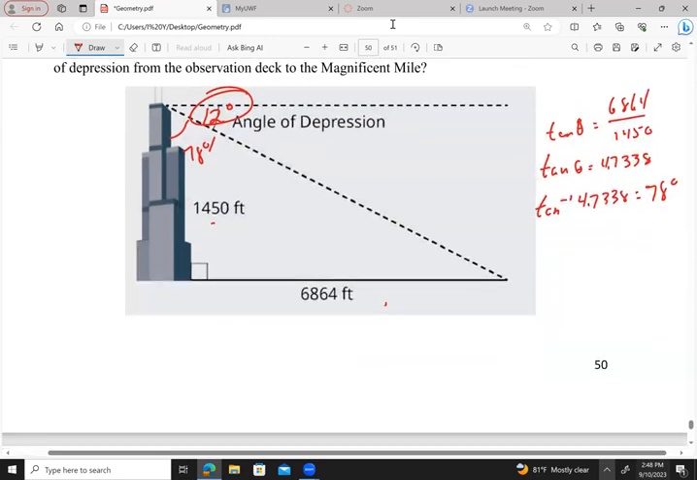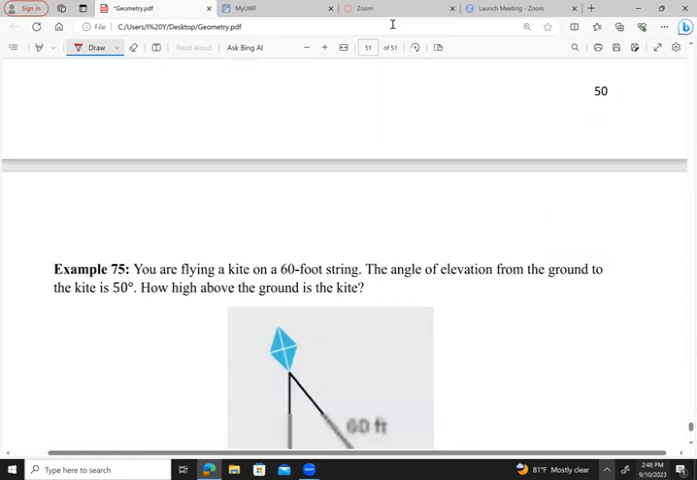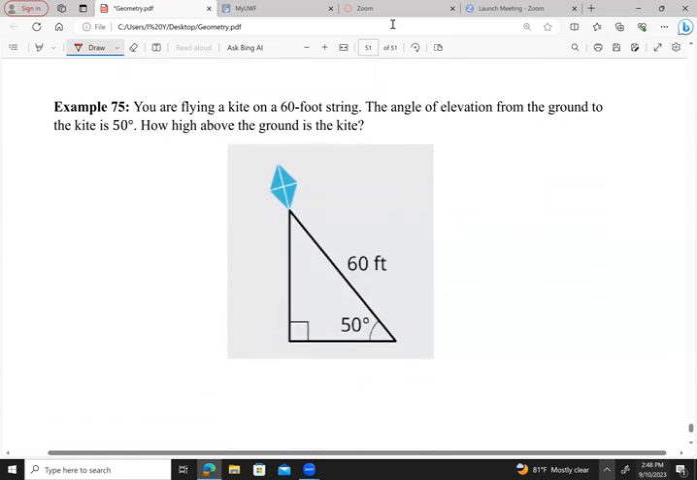Okay. All right. You're flying a kite on a 60-foot string. The angle of elevation from the ground to the kite is 50 degrees. How high above the ground is the kite?